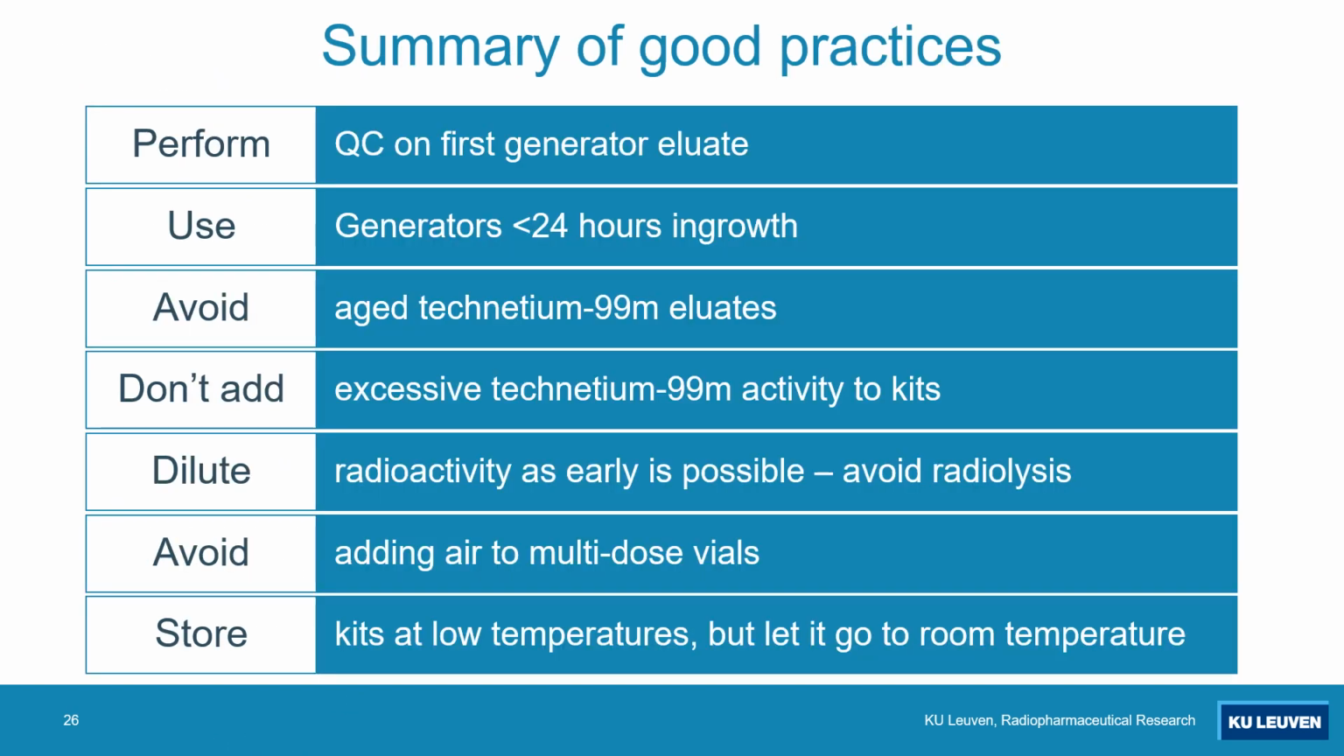So the summary of good practices. Always perform QC on the first generator eluate. Use generators that have been eluted within the last 24 hours. Avoid aged technetium eluate standing on the shelf for an hour or 2 or 5. Don't add excessive technetium activity to your kits. So no bashing of kits. Also dilute your radioactivity as early as possible after you've tested your radiochemical purity and you are pulling up doses. Avoid adding air to multi-dose vials unless it's MAG3-free. And then store your kits at low temperatures, but let it go back to room temperature before you label.